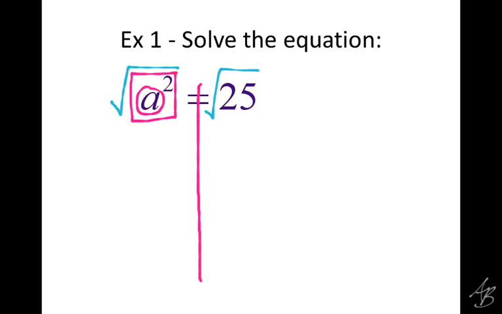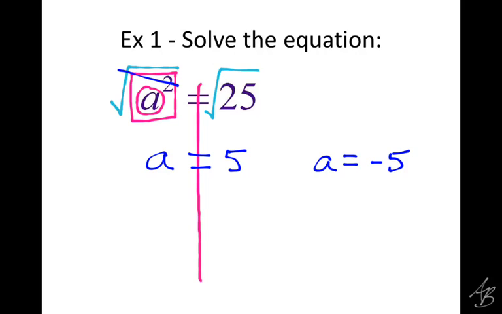On the left side, what does that square root do for us? It cancels out what? The square, right? So the square root and the square are gone, which leaves what? The a all by itself. All right, on the right side, what is the square root of 25? It's 5, or it could be what? Negative 5. So we're going to go over here and write a equals negative 5.